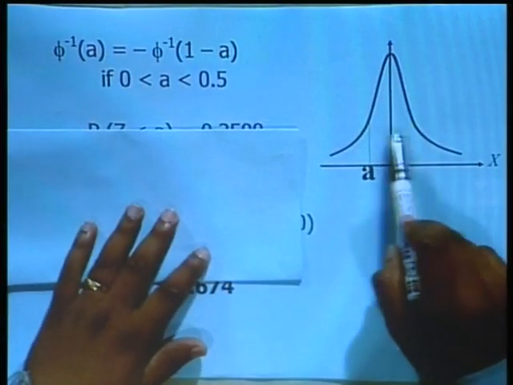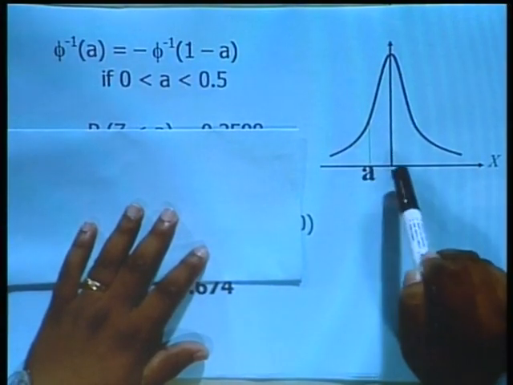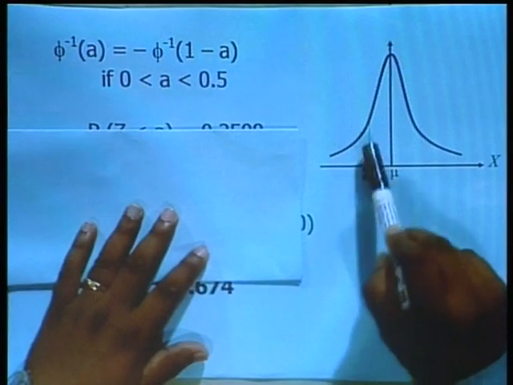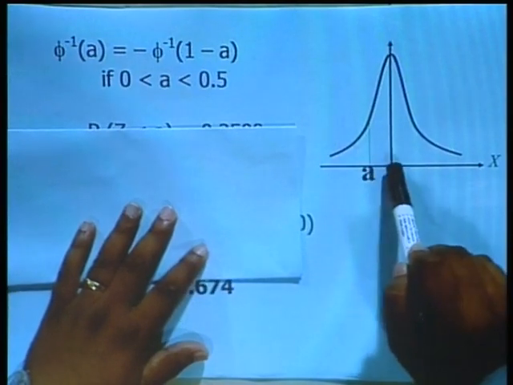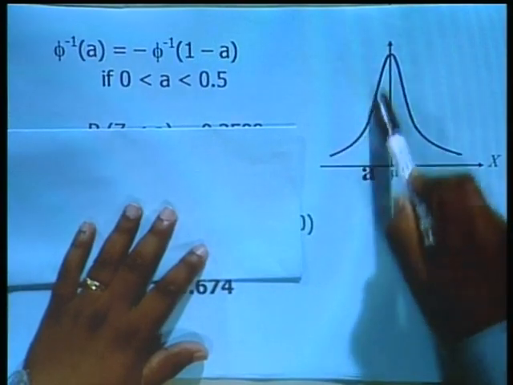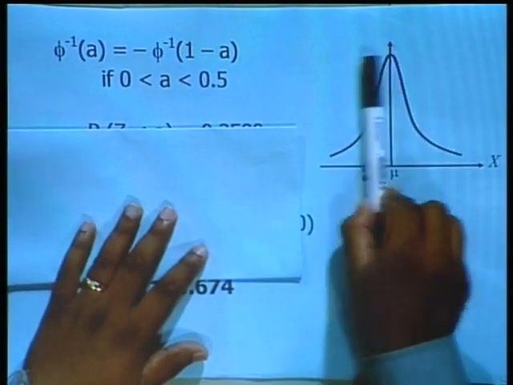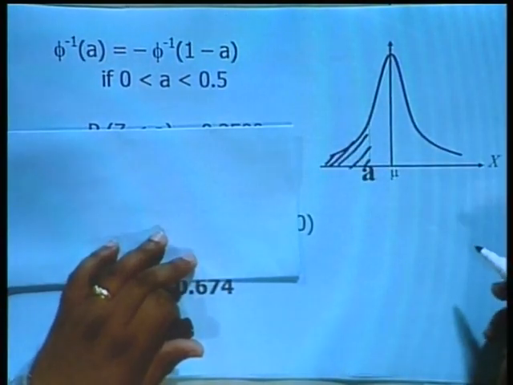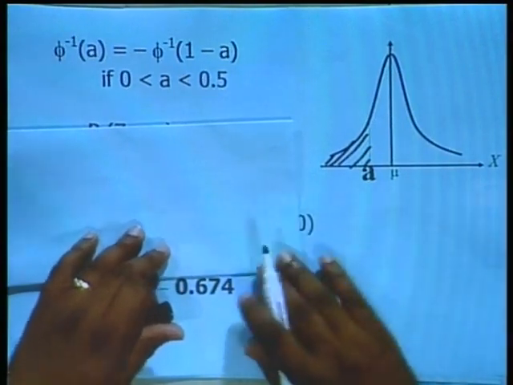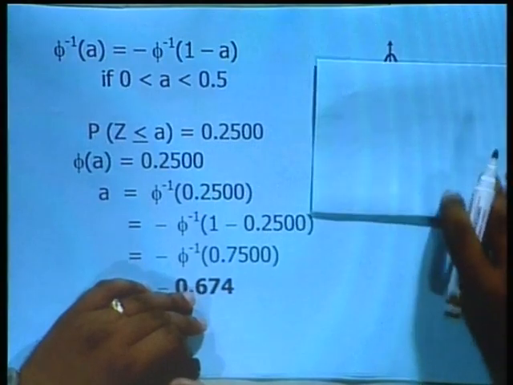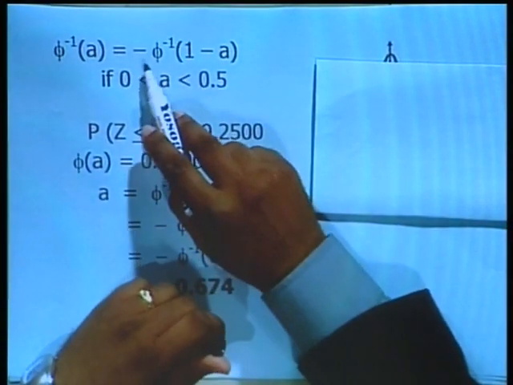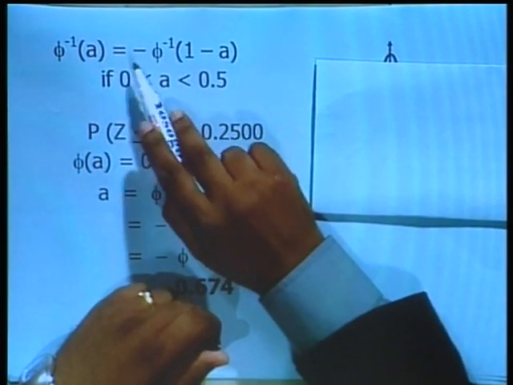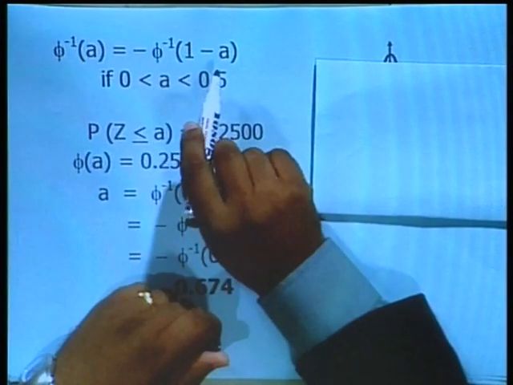If you consider this normal curve and take a value on the left of the mean, this area would be less than 0.5 because the total area is 1 unit, the area to the left of the mean will be 0.5, and any area that we take would be less than 0.5. So if you have to find phi inverse of A, where A is less than 0.5, then phi inverse of A would be given by minus phi inverse of 1 minus A.